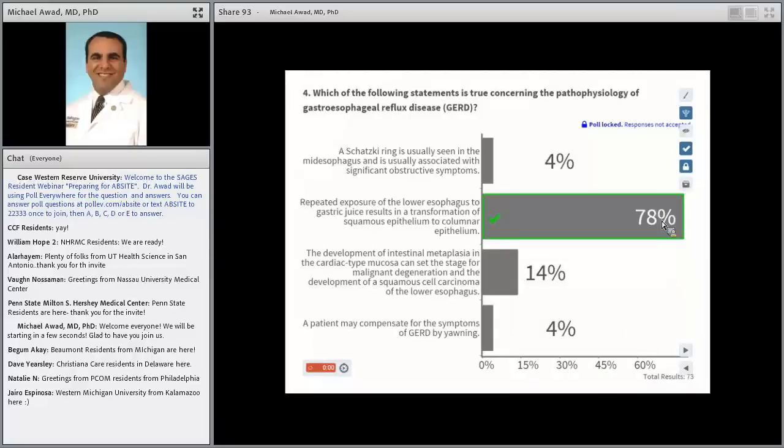They don't really compensate by yawning, but they actually do compensate by increased swallowing of saliva, which can lead to excessive bloating and belching and aerophagia. That's why some patients complain about those symptoms.